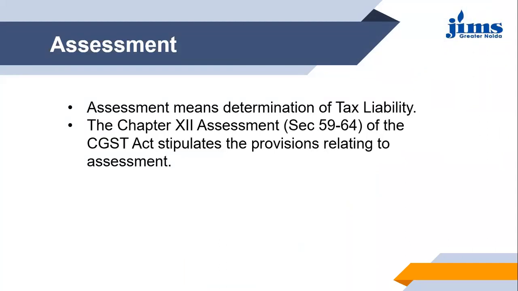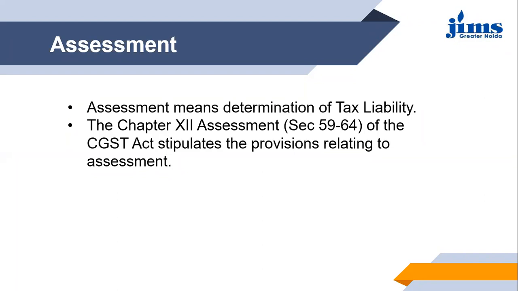is nothing else but determining the tax liability that a particular taxpayer needs to pay under GST. So when we talk about assessment here, it means that the taxpayer is trying to assess the tax that is being paid by the taxpayer on the supplies that he will be making. So under chapter 12, assessment comes under section 59 to 64 of the CGST Act, and all the different heads of assessment are being provided under these sections.